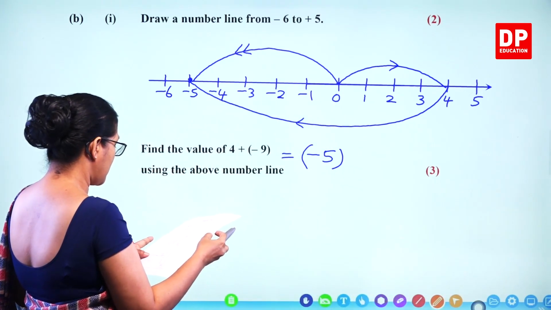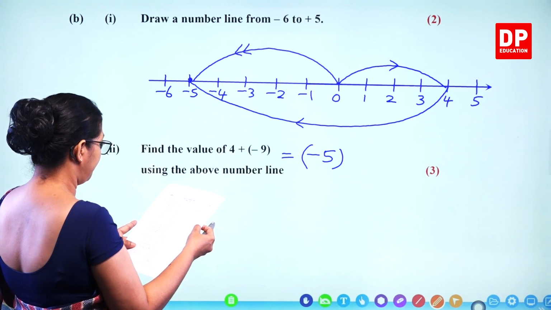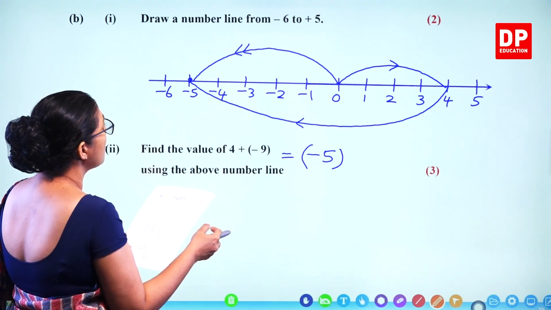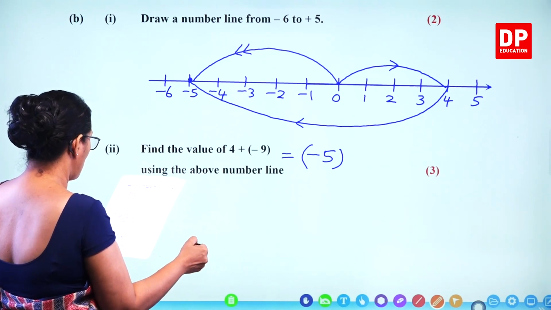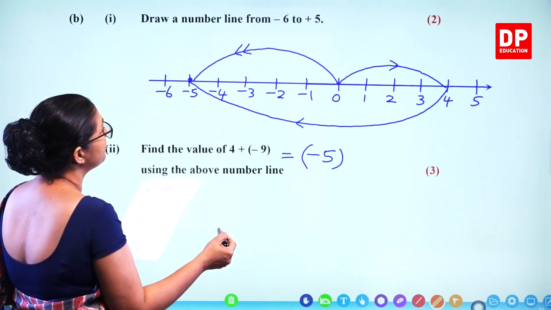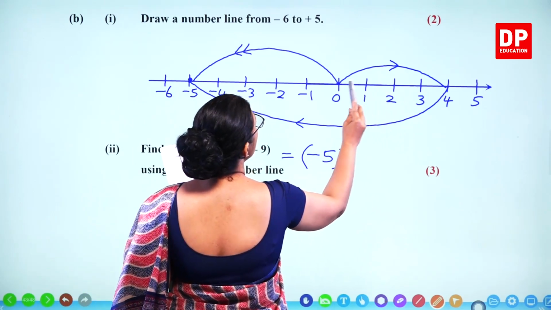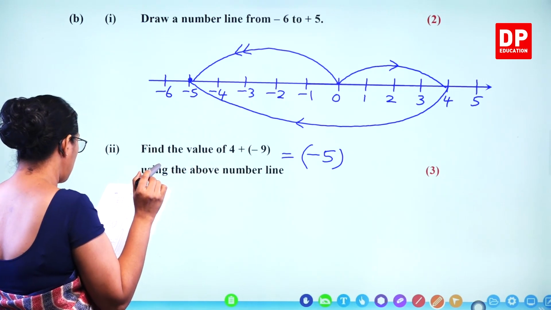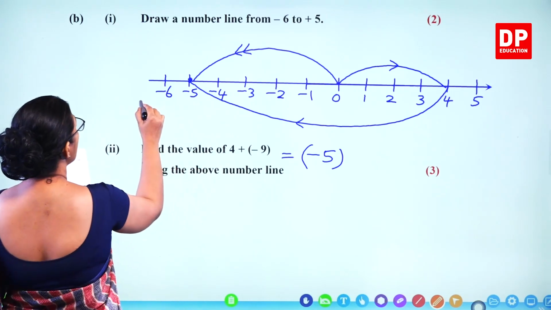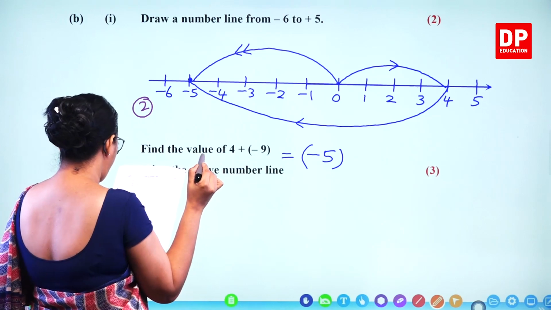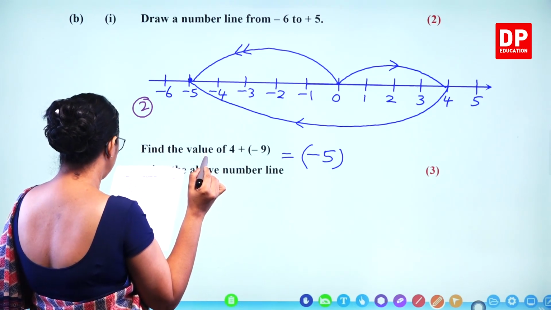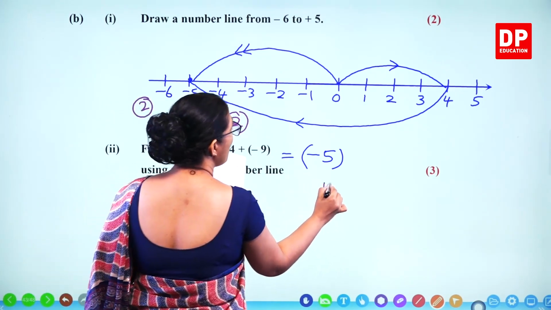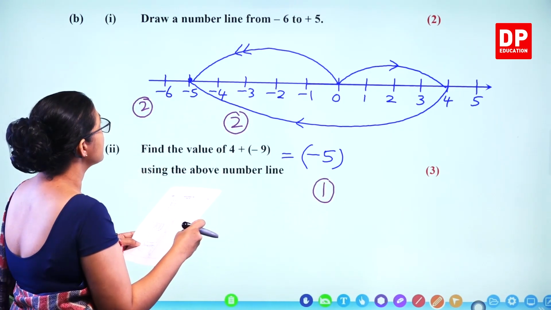Let's give marks. So here you get +4 and then you have to move 9 squares. 1, 2, 3, 4, 5, 6, 7, 8, 9. So the answer is -5. 2 marks for the number line and 2 marks for showing with the diagram and 1 mark for getting the answer.